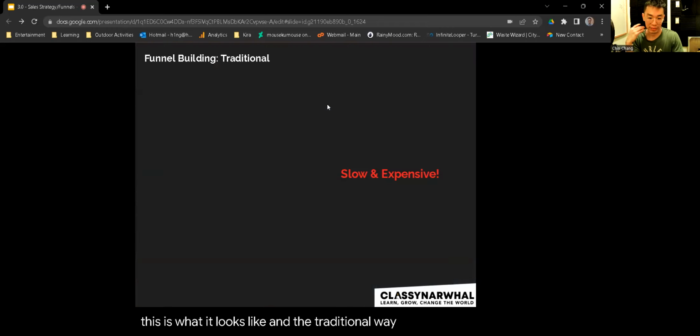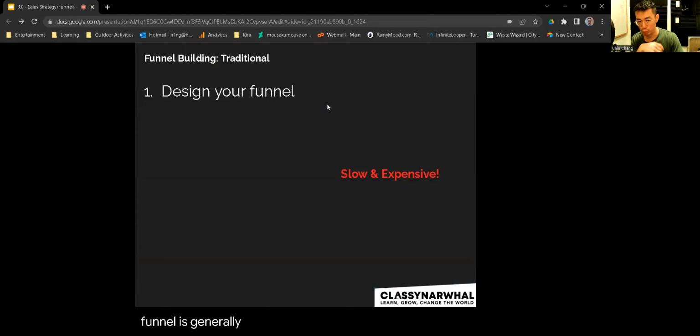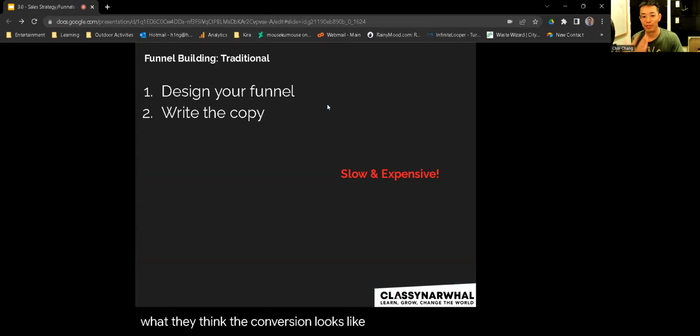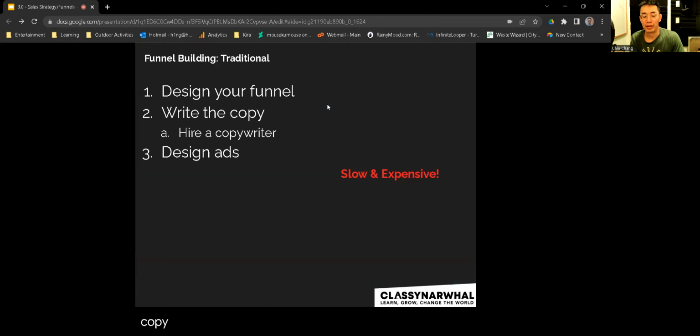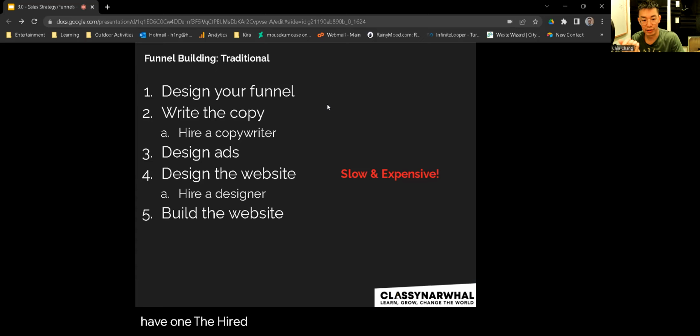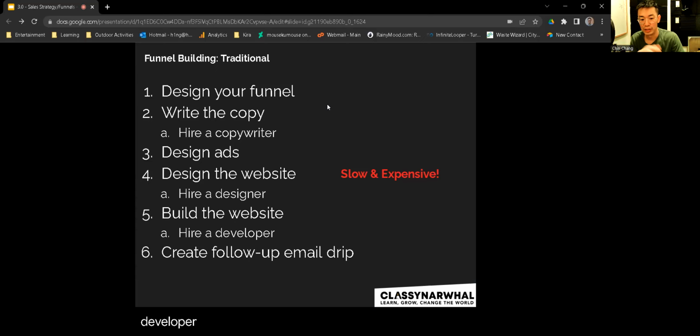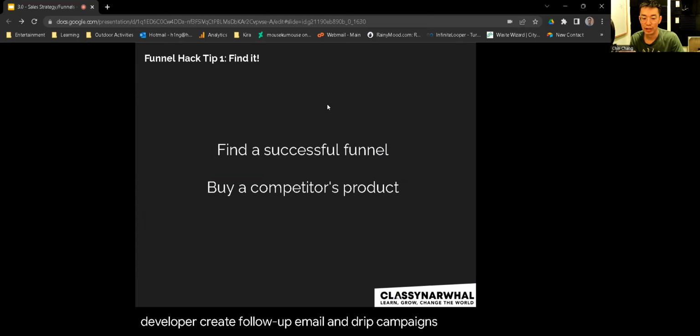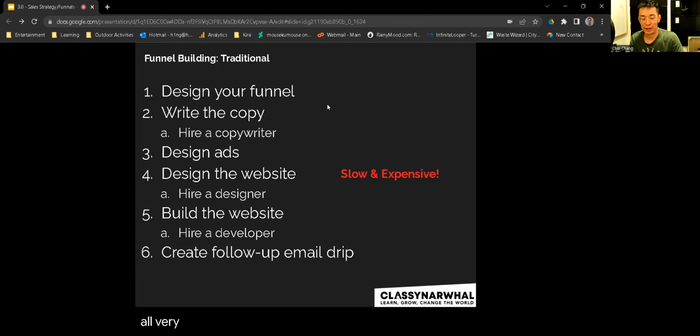The traditional way of building a funnel is generally most people will design, plan, think about what they think the conversion looks like. And then from there, they write the copy, they create the content. Maybe they hire a copywriter, and then they build the ads, they think about what it's going to look like, the images, the assets. Maybe they create the website if they don't already have one. They hire a designer, they build a website, hire a developer, create follow-up email and drip campaigns. All in all, very slow, very expensive.